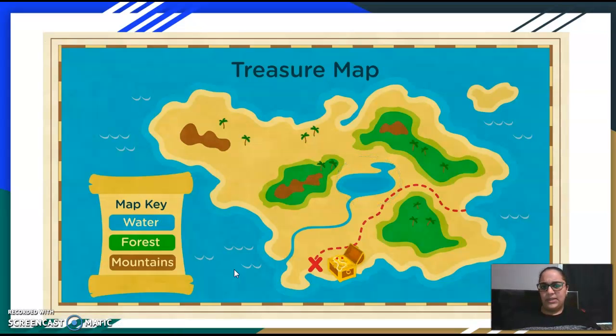How many forests do I see? One, two, three. If you said three, you were correct. I knew you'd get it. Last thing, how many mountains do I see? If you said three, you're correct again. Good job. One, two, and three. Good job. That's what is so important about this map key. It really helps us understand all the things that are around.